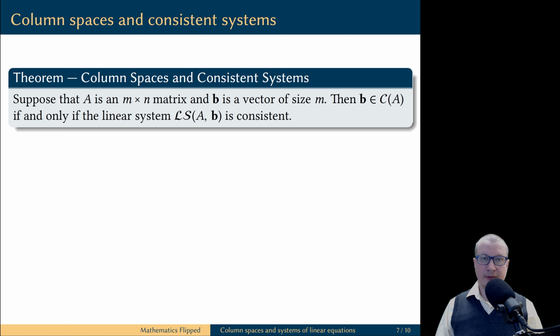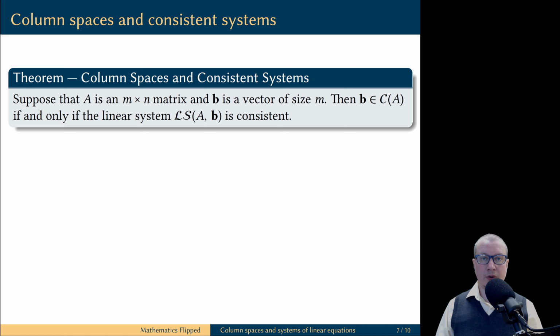Suppose we have an m by n matrix A, and B is a vector of size m. Then B is a member of the column space of A if and only if the linear system with A as the coefficient matrix and B as a vector of constants is consistent.